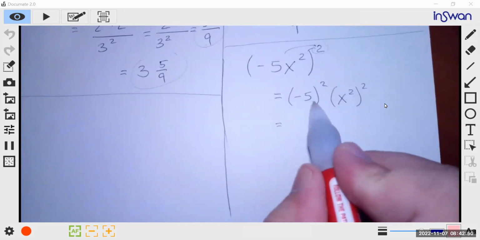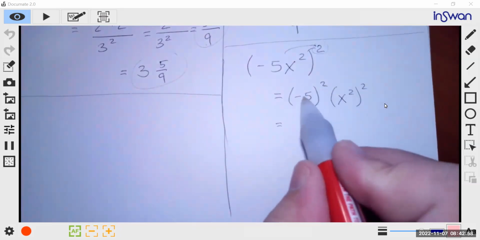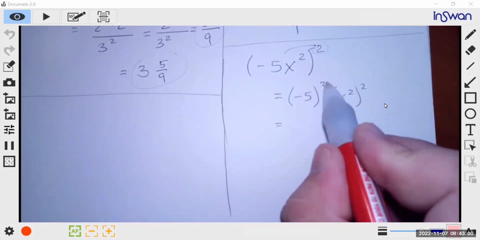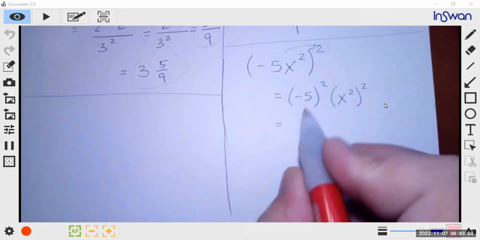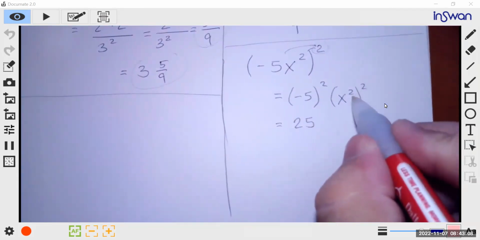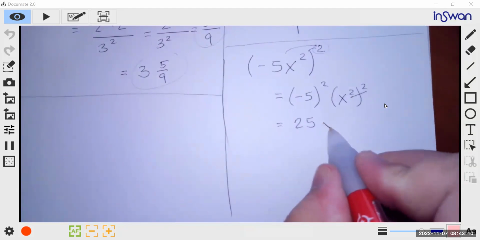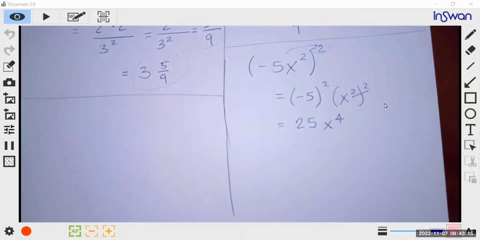The negative is inside the parentheses. So what's -5 squared? Is it positive or negative? Positive, because the exponent is even. If the negative is inside and the exponent is even, it cancels. It's gone. So 5 times 5 is 25. Power to a power, you multiply. 2 times 2 is 4. And there's your final answer.